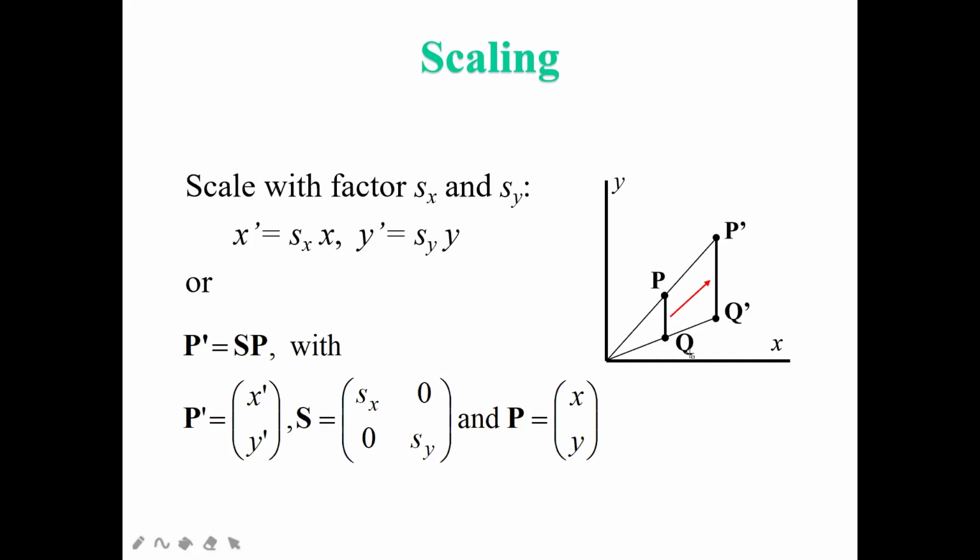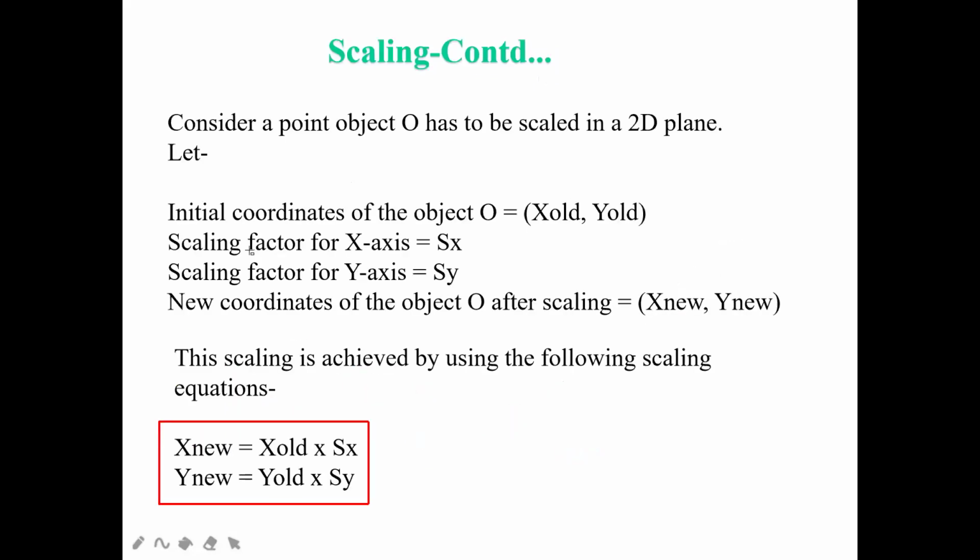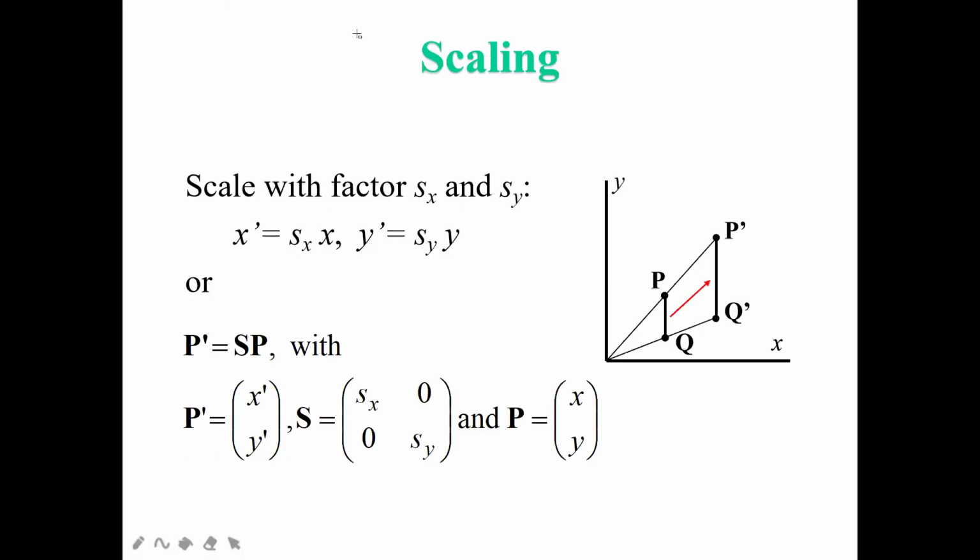Here also similarly, we are going to multiply the old values with the scaling factor. So if I want to find the x dash value, I multiply my x value with the scaling factor towards the x axis, and similarly for the y dash value, multiply the old y value with your sy. In another way you can represent it: P dash equals S dot P.